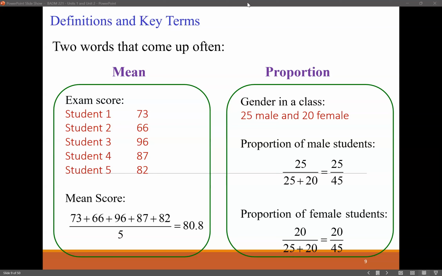In the same way, the proportion is a ratio, right? So you have a class with 25 male students and 20 female students. You want to know what proportion are female students or what proportion are male students. So you find the total number of male students divided by the total number of students. You will get the proportion of male students in that class. And then for your proportion of female students, 20 female students divided by the total number of students. So that is your proportion of female students in the class.